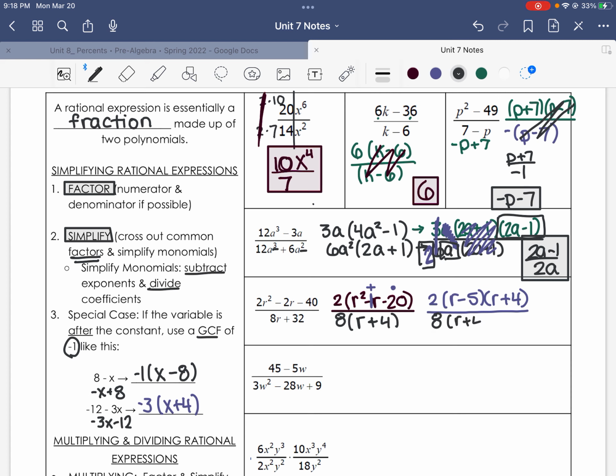8r plus 4. So I'm just copying it down again so I can see what crosses out. The r plus 4s. And I know that 8 divided by 2 is 4, but the 8's on the bottom, so the 4 will go on the bottom. So all I have left is r minus 5 on the top and 4 on the bottom.